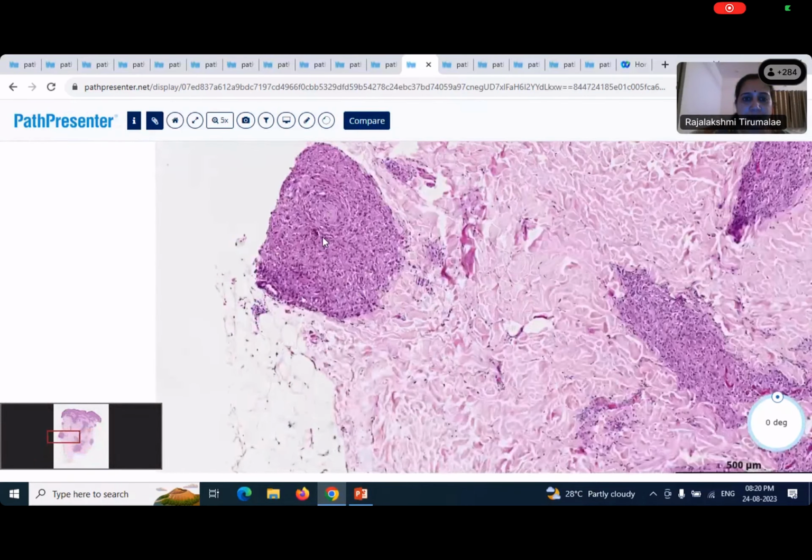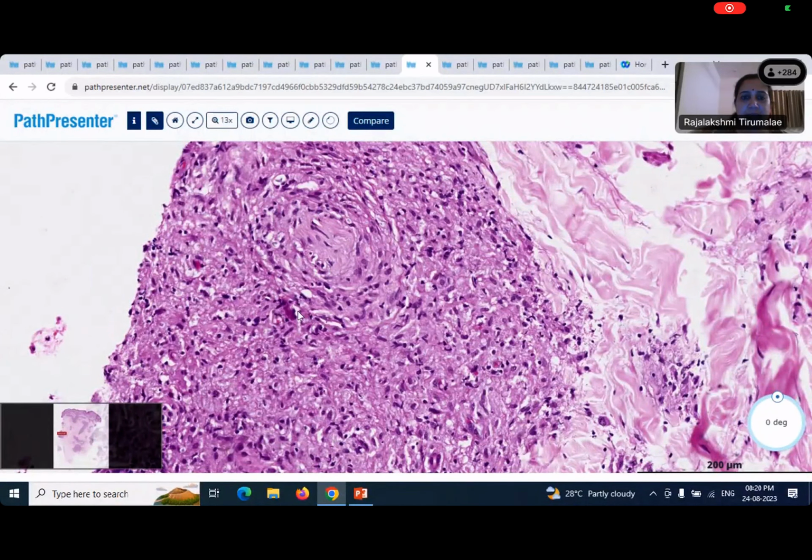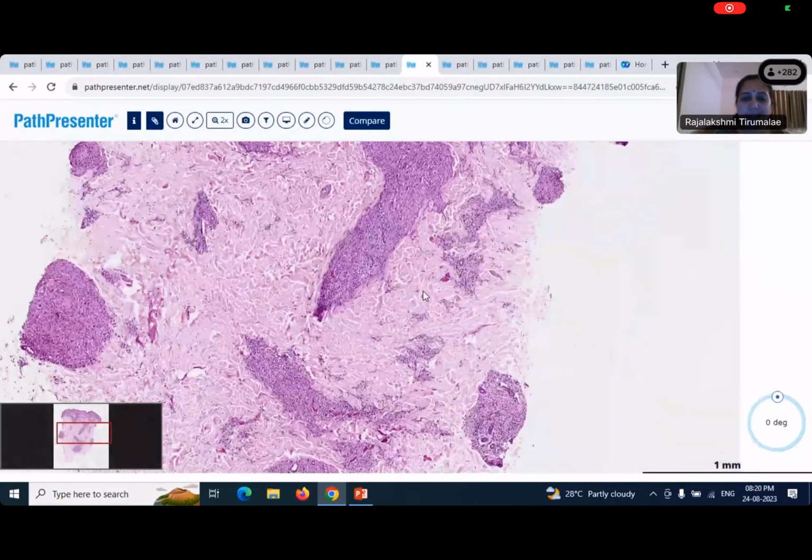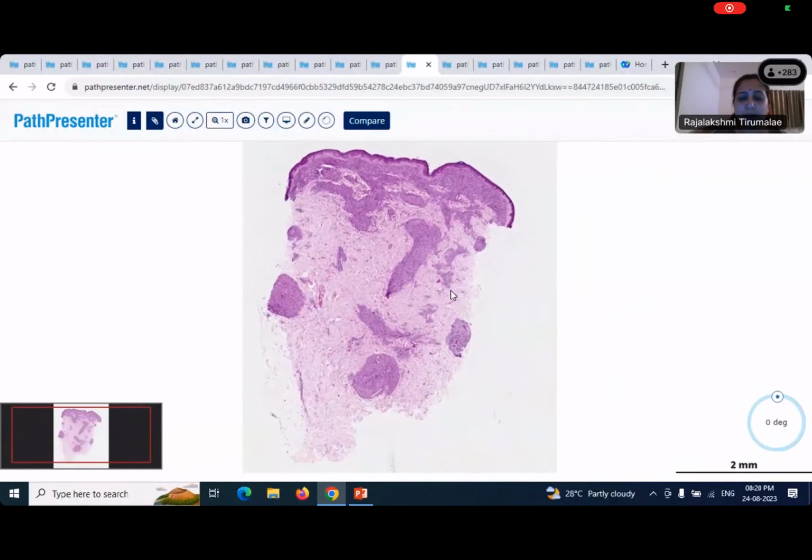And in fact, I can take you to another area. Yeah, so the same thing here. You see the nerve at the center, and you see this perineurial onion skinning, and then you have this infiltrate. Now, this is a very, very important clue. So now, I think it's fairly easy. Do you want to make a diagnosis? What's your diagnosis?